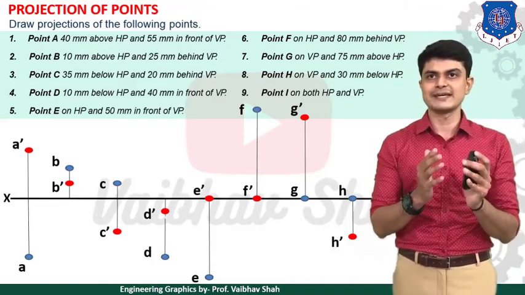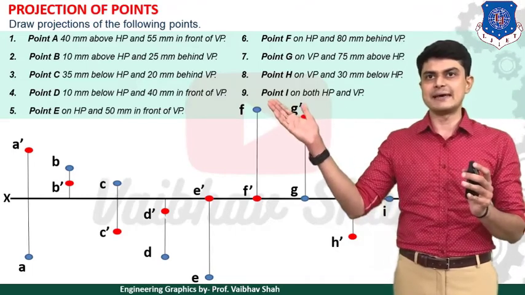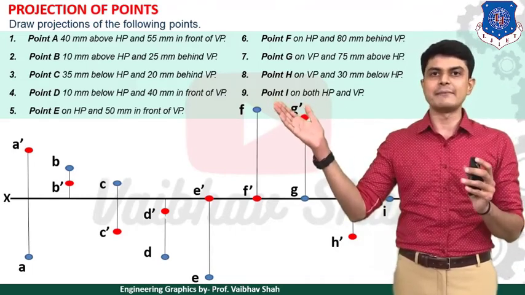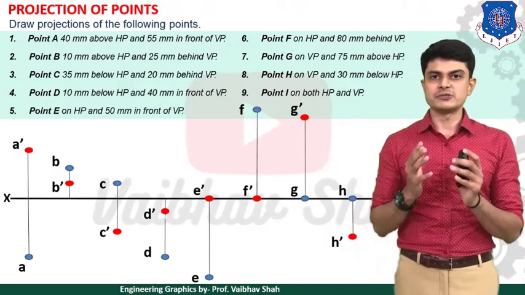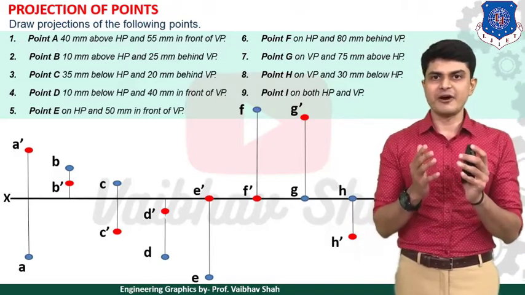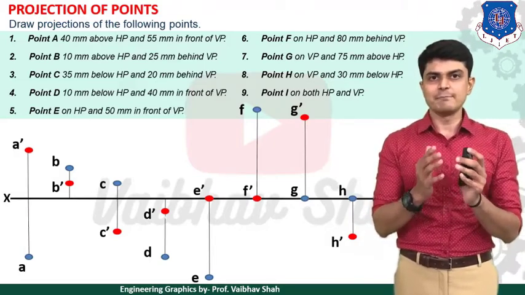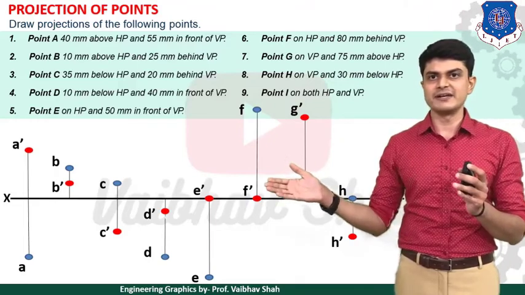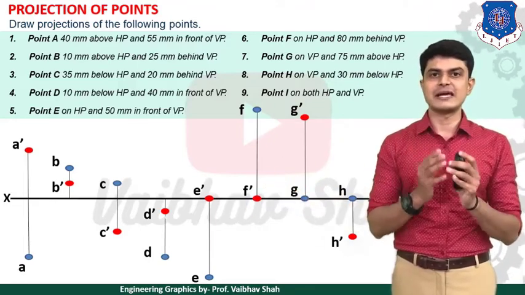Now let us move to the fourth example. Point D is 10 mm below HP and 40 mm in front of VP. So 10 mm below HP means what? Your point D dash should be 10 mm below XY line. So let us plot a point D dash 10 mm below your XY line.